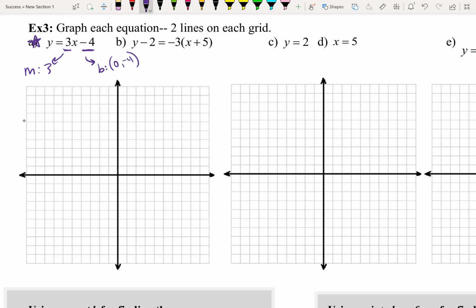So I'm starting with that b value. I'm going to go to 0, and I'm going to go down 1, 2, 3, 4. That's my first point there. And then my slope, again, it says that it's 3. We know that that really means 3 over 1 because we need to rise and run with this line. So from the point that I graphed, I'm going to go up 1, 2, 3, over 1. And once I have 2 points, I can draw a line. Make sure that you are not doing what I'm doing, and make sure you're actually using a ruler when you draw these lines so that they're nice and straight.